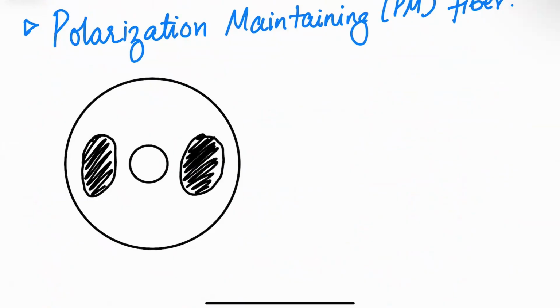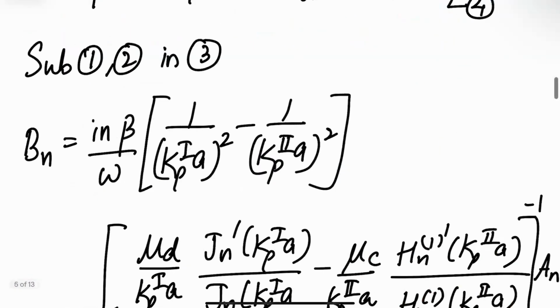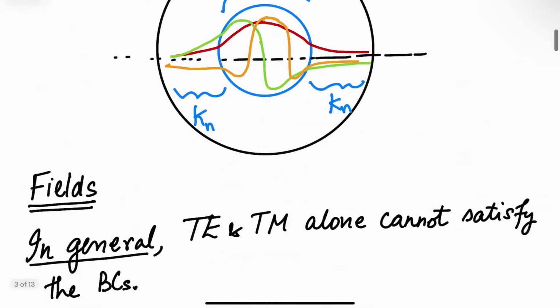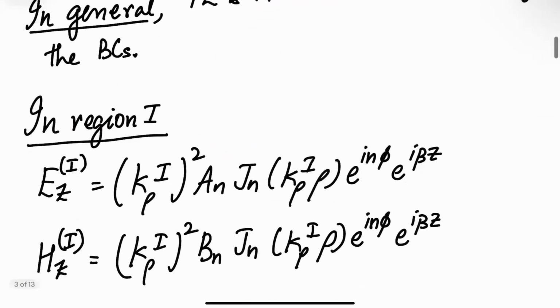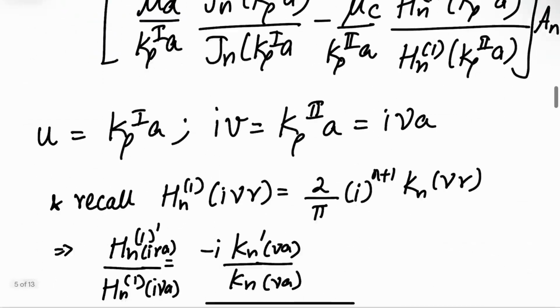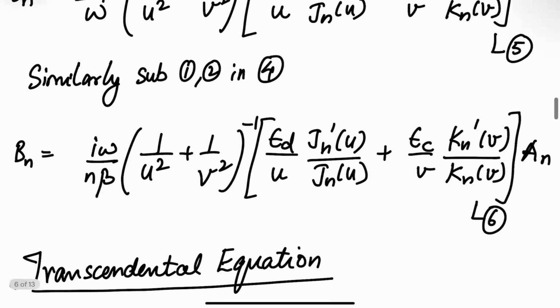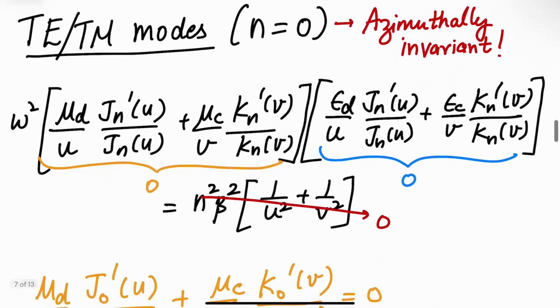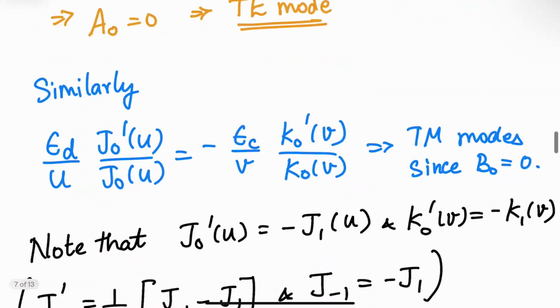Okay, so that's pretty much everything I wanted to say about optical fibers. We spent quite a bit of time developing the theory behind the fiber itself. We derived from first principles the transcendental equation that you need to solve to find the different modes. And we said that in the simple case of no azimuthal variation, you end up with TE and TM modes.